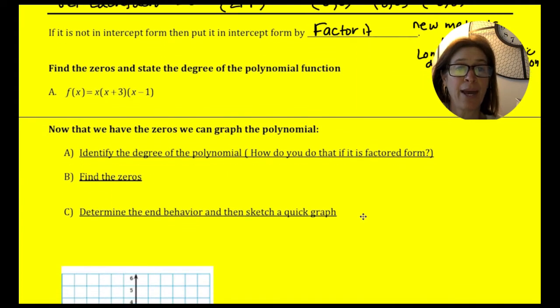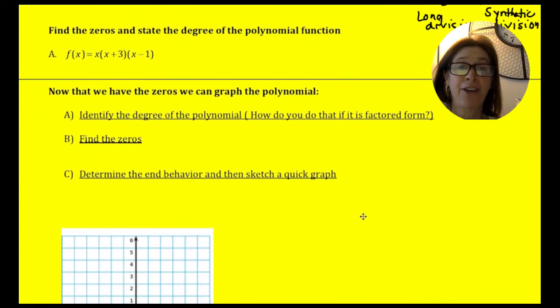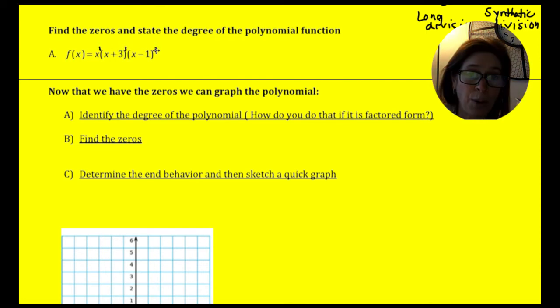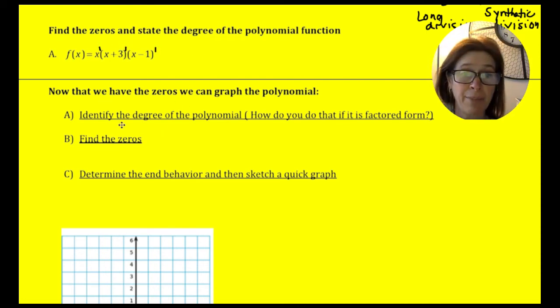Here I've given you a polynomial in factored form, in intercept form. So we want to find the zeros and state the degree of the polynomial. Okay, so remember we talked about this. To find the degree, if we were to multiply this all out, we'd be multiplying all these powers here that we have. So if you look at each factor and raise it to its exponent, and add them, it would be a degree 3 polynomial.